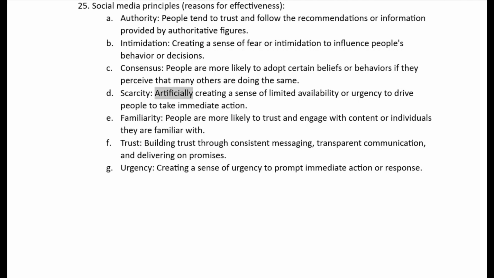Scarcity: artificially creating a sense of limited availability or urgency to drive people to take immediate action. Familiarity: people are more likely to trust and engage with content or individuals they are familiar with. Trust: building trust through consistent messaging, transparent communication, and delivering on promises. Urgency: creating a sense of urgency to prompt immediate action or response.